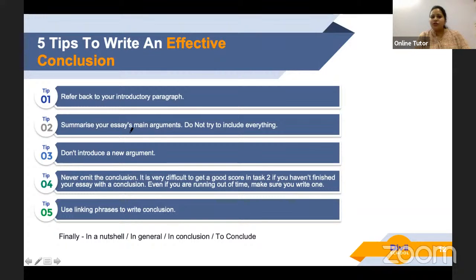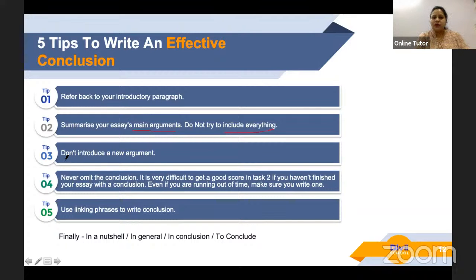Next, you should summarize your essay's main arguments, only the main arguments. Do not try to include everything here. Remember, the conclusion needs to be short and crisp because that is how it will be effective.